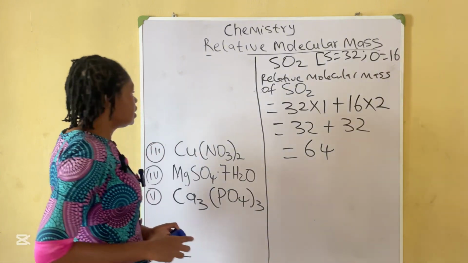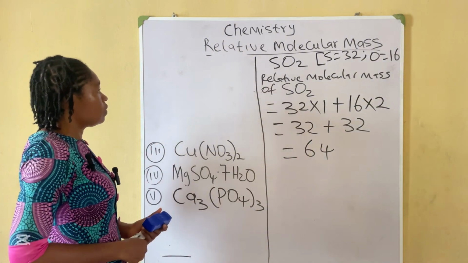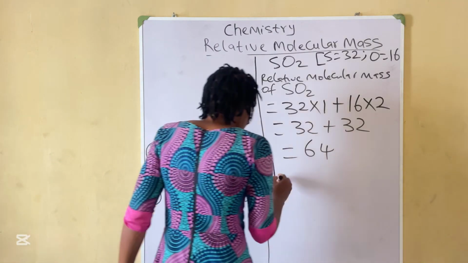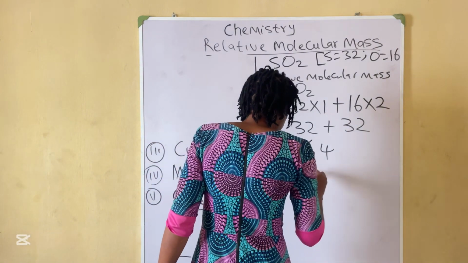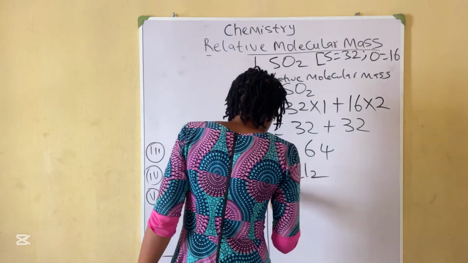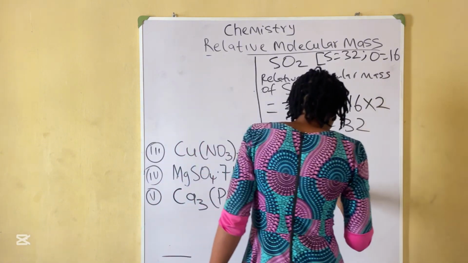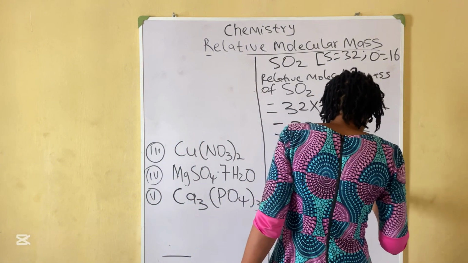Let's look at number 2. You are asked to calculate the relative molecular mass of lead(II) chloride. So the relative molecular mass of lead(II) chloride.